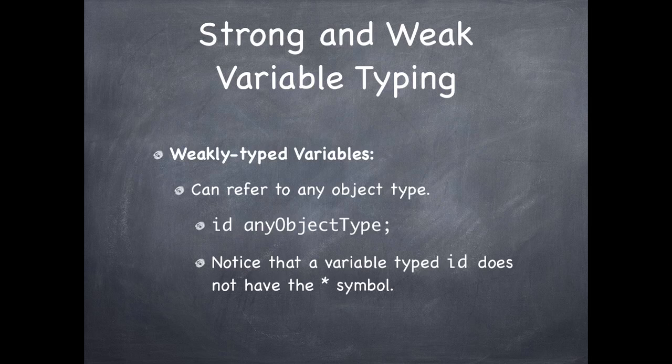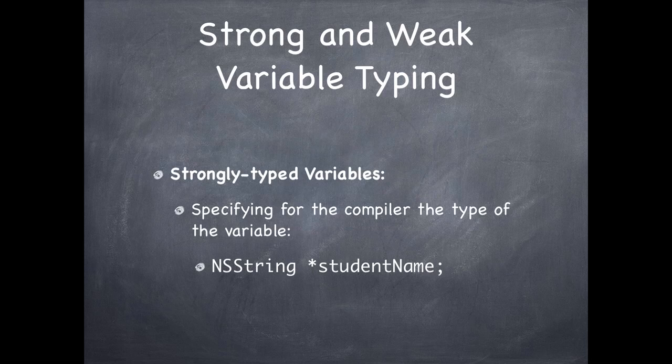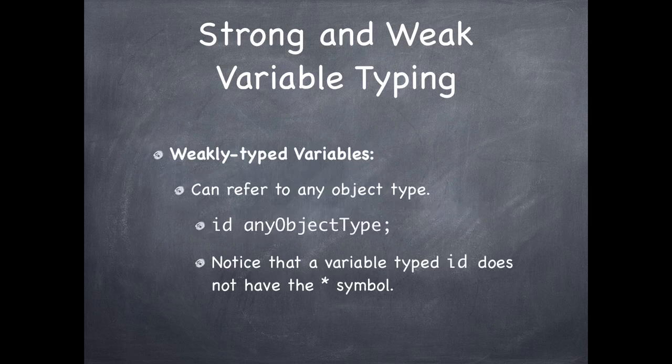Okay, so weakly typed variables, id. Again, id doesn't point to anything. I mean, sorry, it can point to anything that it wants, but when you're programming, you can pretty much declare everything as type id. So I can even declare from the previous slide that student name could be id, and I can place an NSString object there. That is not recommended.